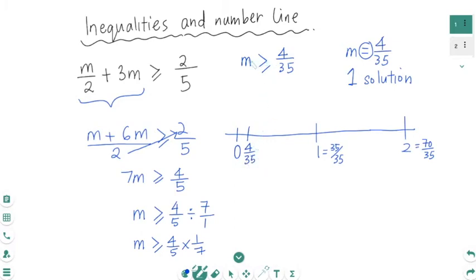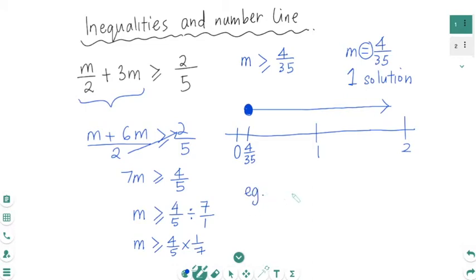So the value of m can be equal to or more than 4 over 35, which means that when there's an equal sign, I can color the dot. So m can be equal to 4 over 35 as well as more than 4 over 35. This arrow here would represent the solution for this inequality. I will erase all this.